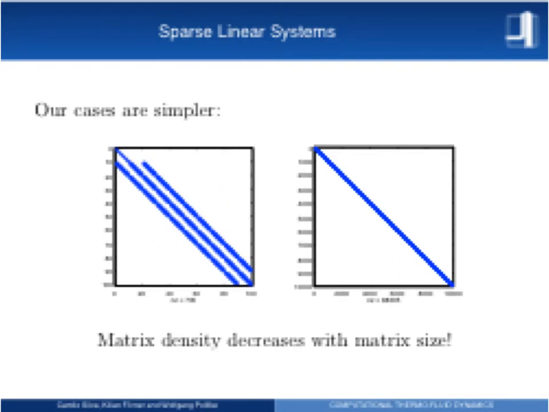So when we have a matrix that has a very low density, like this one in here, we want to make use of this sparsity of the matrix, and this is what we'll discuss.